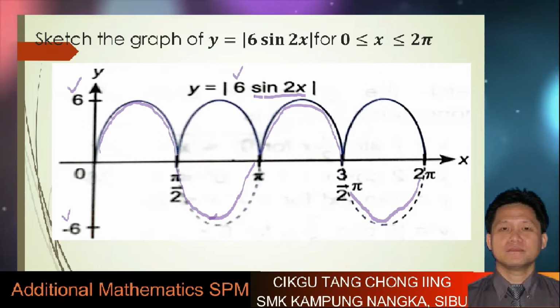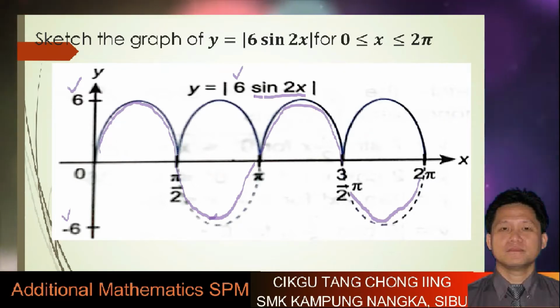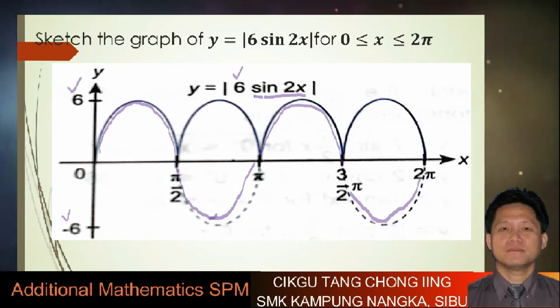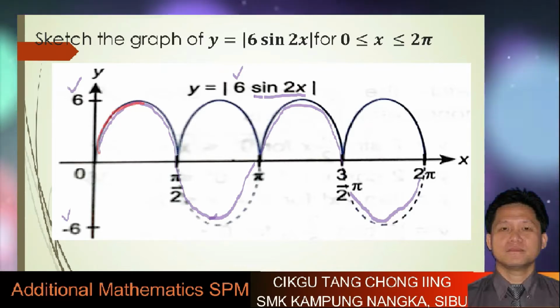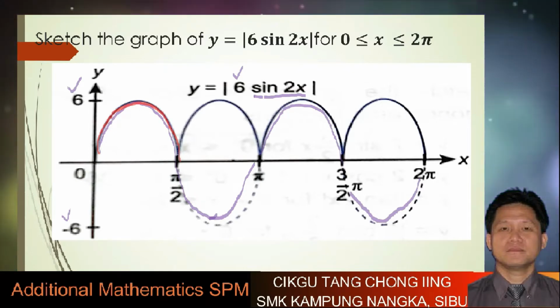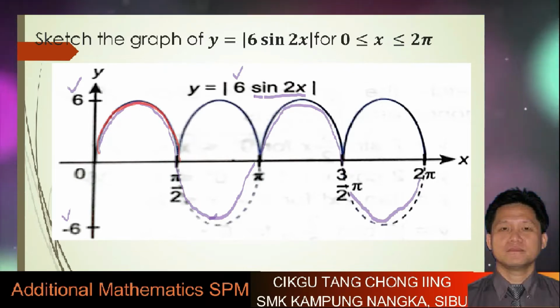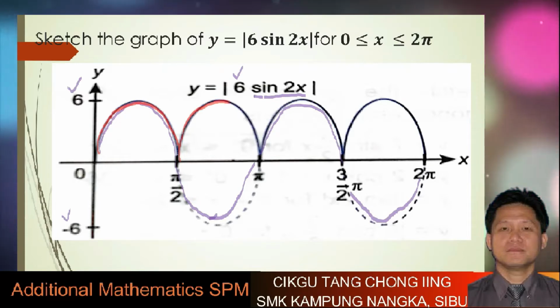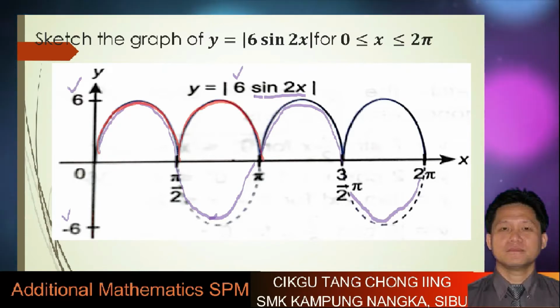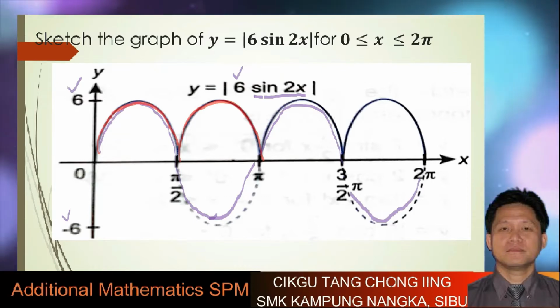Modulus means the negative part will become the positive value. So we have the graph here. These are positive, so no change. The second part, the negative part, becomes positive. So it becomes a graph up here above the x-axis.